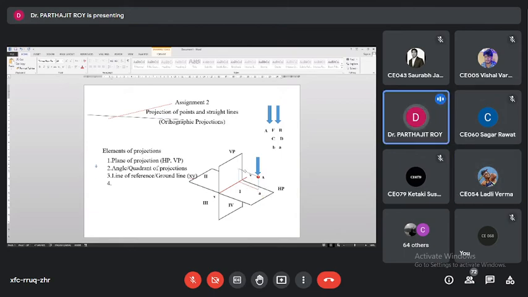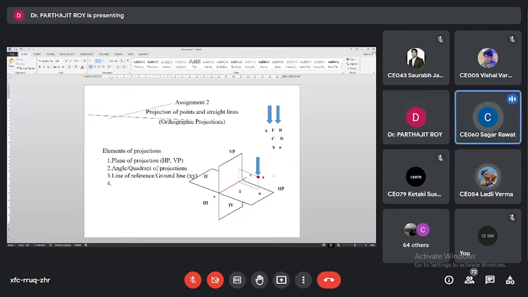This is the actual distance of the point from the vertical plane, and the foot of the perpendicular that you are getting on the horizontal plane is also at the same distance from the vertical plane. Am I clear up to this? Is it okay up to this? Yes, sir.